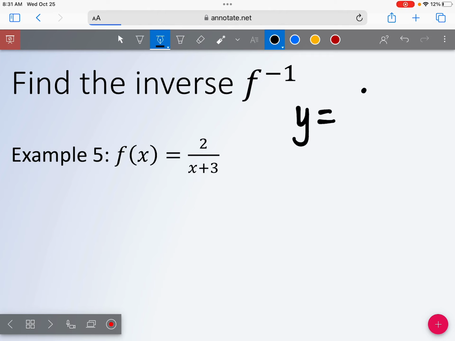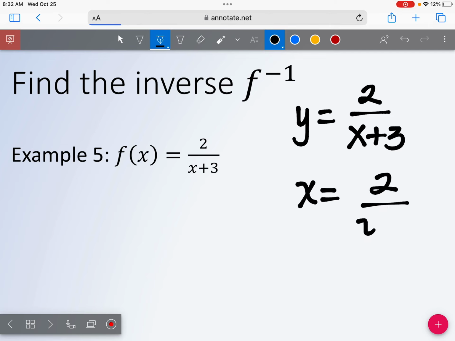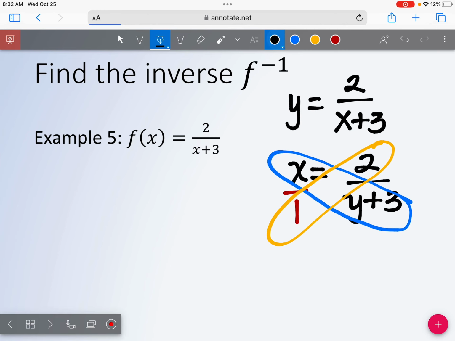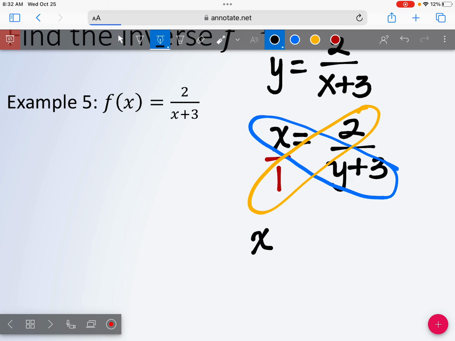The first thing we're going to do, step number 1, is write it with a y. So y equals 2 divided by x plus 3. Step number 2 is switch your x and y. So that becomes x equals 2 divided by y plus 3. We need to solve this for y, and this one is a little trickier. So I'm going to put this over 1 and cross multiply. So I have x times y plus 3 equals 2 times 1.